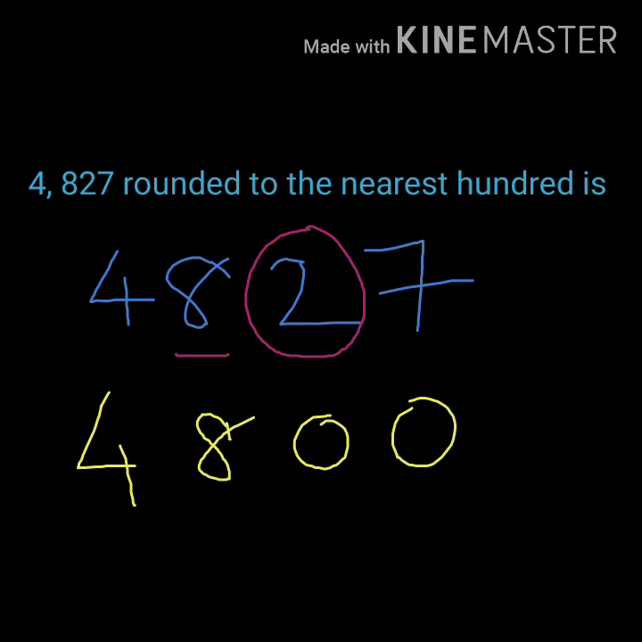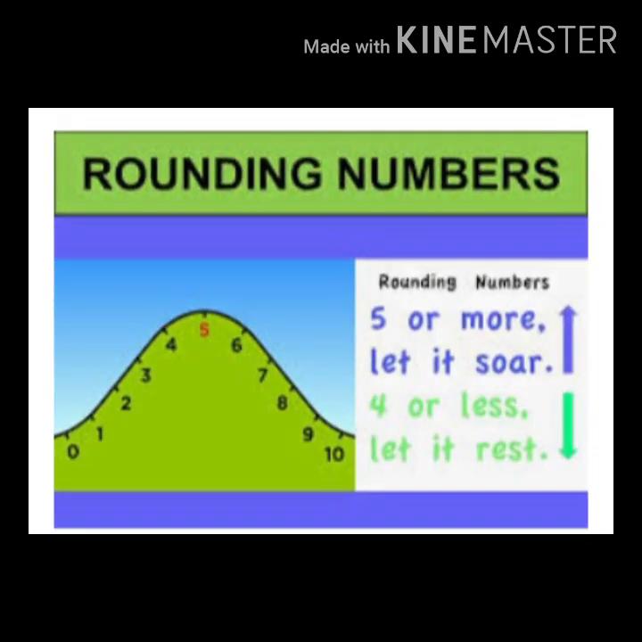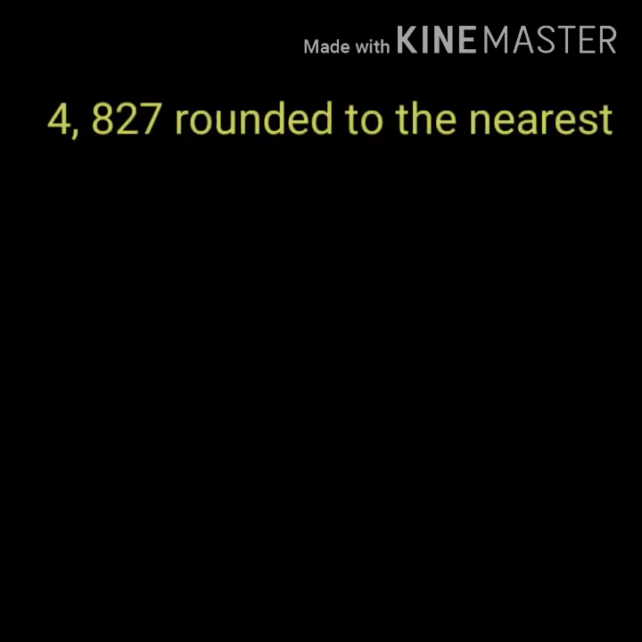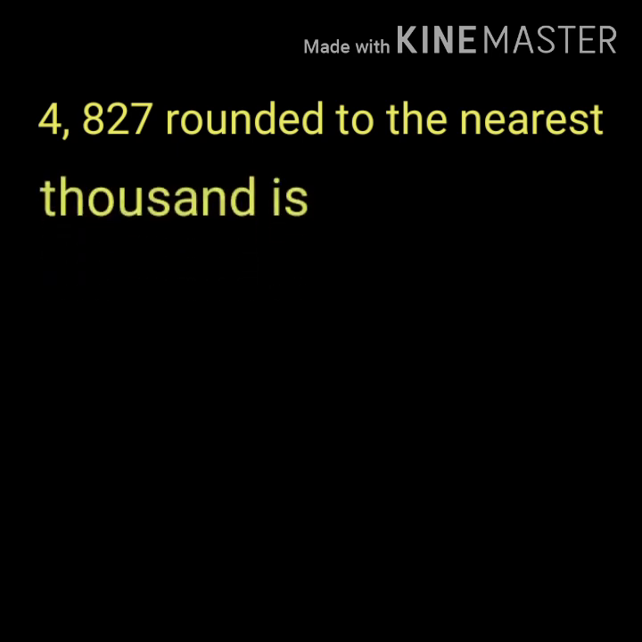Clear? One thing you should remember: the place you are going to round to, that number alone you have to underline. Then you have to see the next number. If it is below 5, you have to change the numbers after it into 0, or if it is 5 or more, you have to add one more to the underlined number. Clear? So for example, if I take the same 4827 rounded to the nearest 1000, what is it?